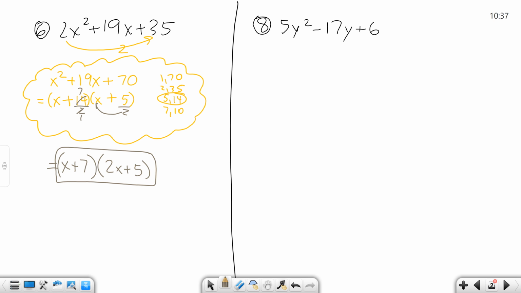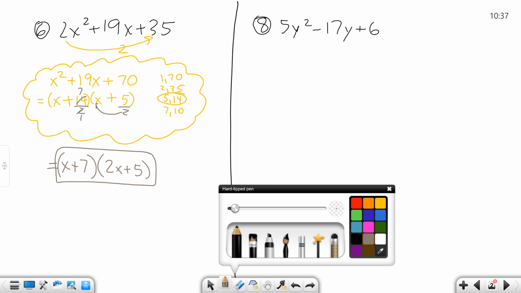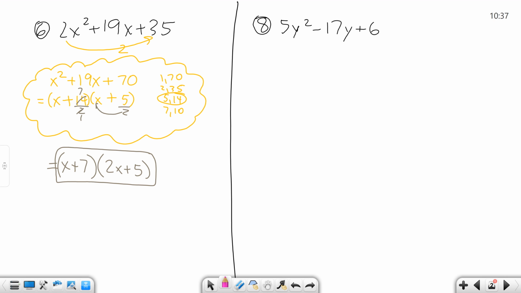And again, you could check this. That's 2x squared. Then if you take this one, you get plus 5x and then plus 14x, because 7 times 2 is 14. 5x and 14x gives me the 19x in the middle. And then we have plus 35, and that's that term there, so it checks out. We can always check it by FOILing, multiplying it out.